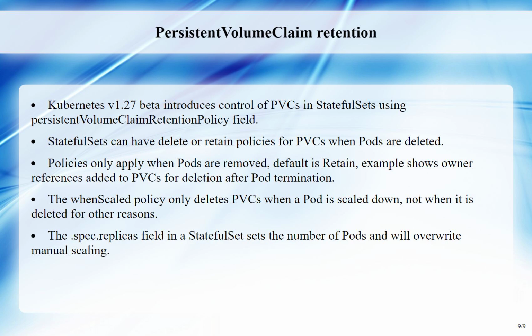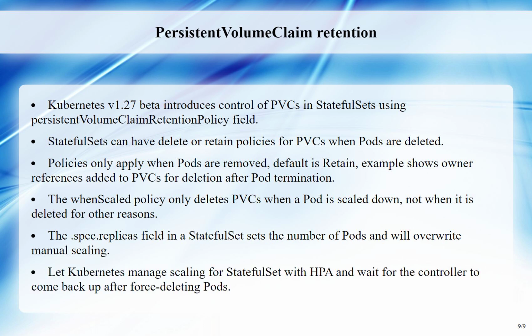The .spec.replicas field specifies the number of desired pods in a StatefulSet, defaulting to 1. Manual scaling will be overwritten if the StatefulSet is updated based on a manifest. If a Horizontal Pod Autoscaler is managing scaling for a StatefulSet, do not set the .spec.replicas field, but allow the Kubernetes control plane to manage it automatically. It is recommended to wait for the controller to come back up if pods need to be force deleted to ensure proper owner references on PVCs.